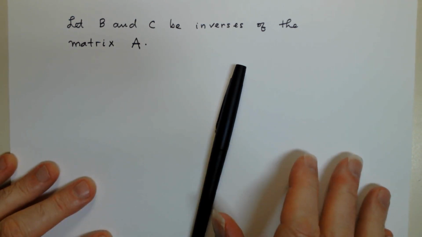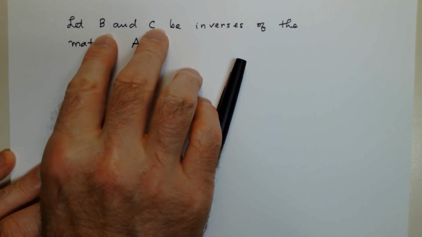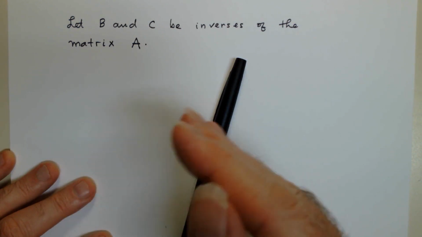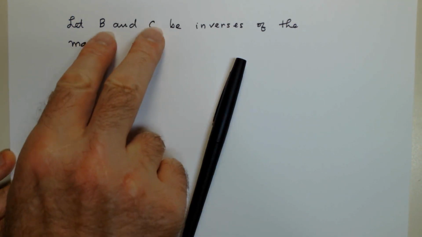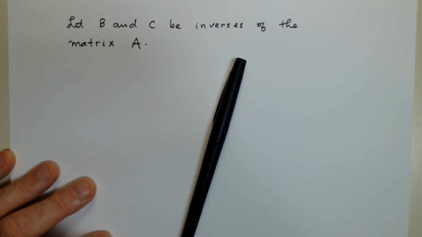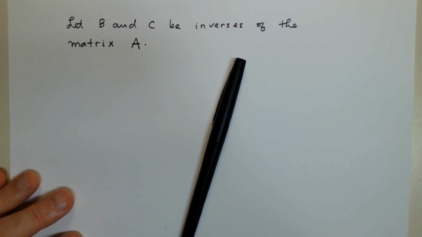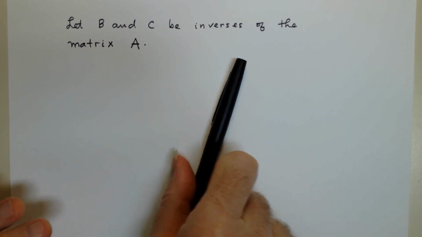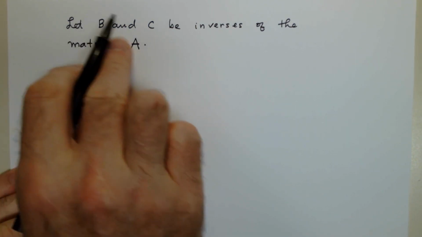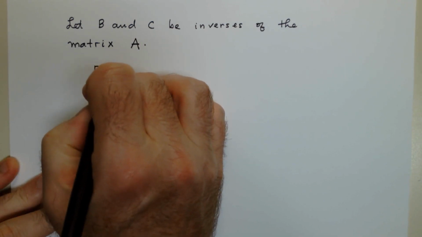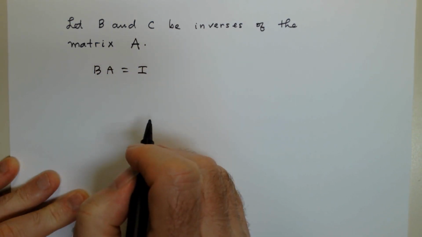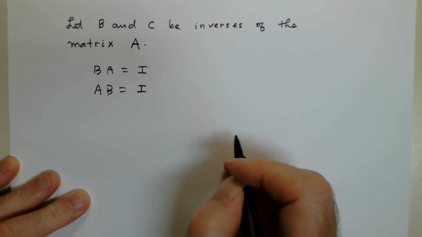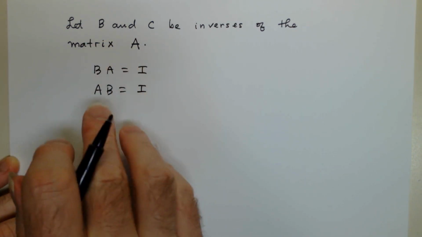Let's start with the assumption that there are maybe a couple of matrices that could be inverses for the matrix A. So let B and C be inverses of the matrix A, and our goal is going to be to show that these are necessarily the same matrix, that they can't be different from each other. Now, let's just write down what this means. To say that B is an inverse of the matrix A is really saying two things. It's saying if I multiply B times A, I get the identity matrix. And if I multiply the matrices in the order A times B, I get the identity matrix. So this is what it means to say that B is an inverse of A.